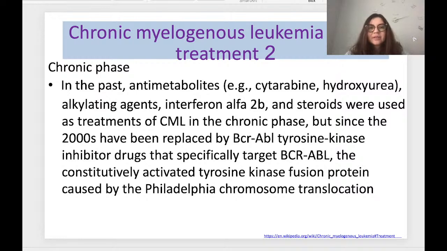Chronic phase. In the past, antimetabolites like cytarabine and hydroxyurea, alkylating agents, interferon alpha-2b, and steroids were used as treatment for chronic myelogenous leukemia in chronic phase. But since the 2000s they have been replaced by BCR-ABL tyrosine kinase inhibitors, drugs that specifically target the constitutively activated BCR-ABL tyrosine kinase fusion protein caused by the Philadelphia chromosome translocation.